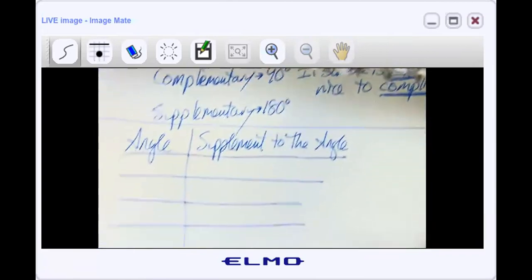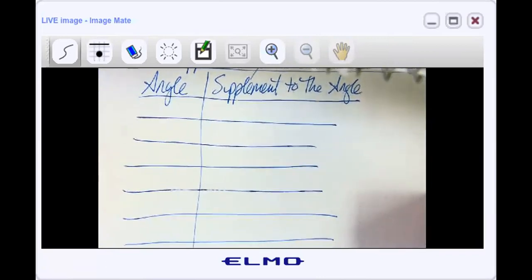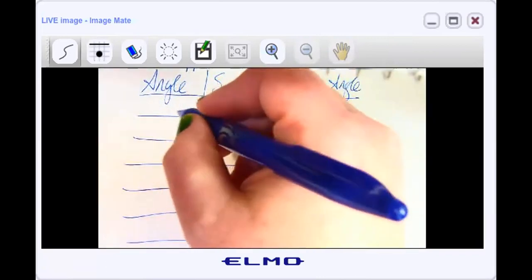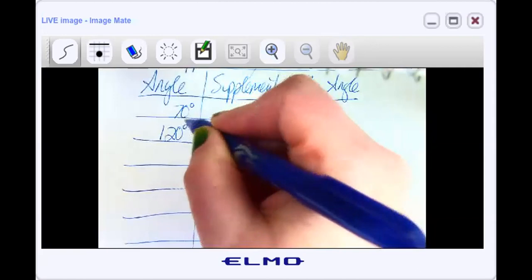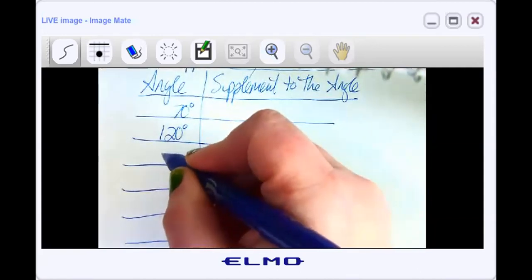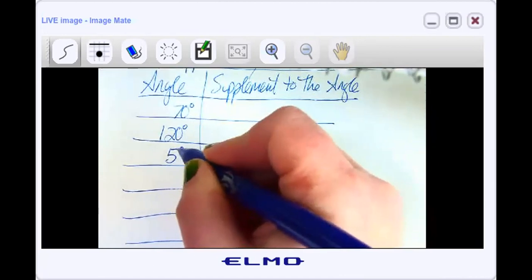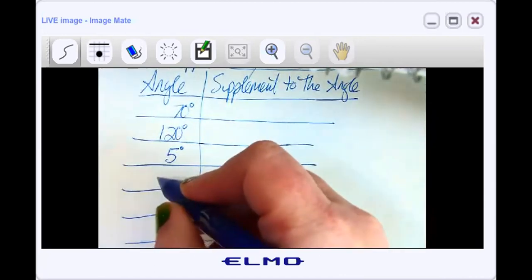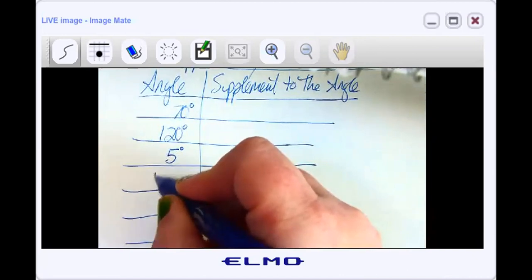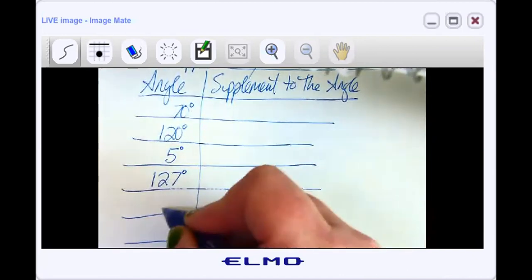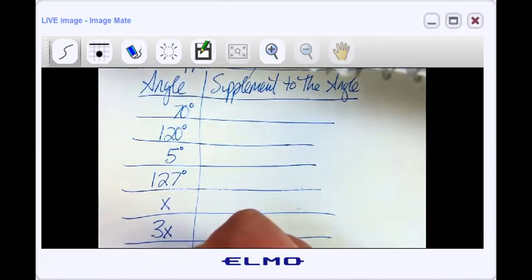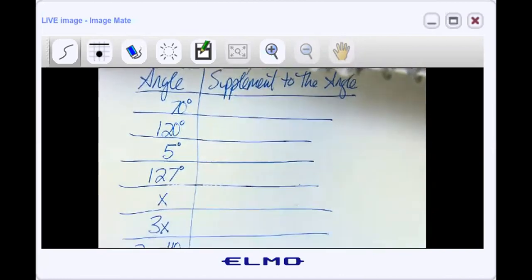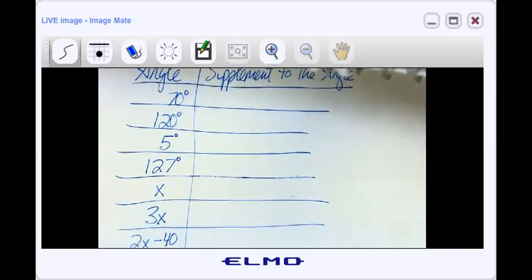And just like before, I'm going to start off easy, and then I'm going to make it tricky at the end. All right, so let's start off with an angle of 70, then maybe 120, maybe 5 degrees, maybe 127 degrees. Then I'm going to ask you about x. I'm going to ask you about 3x. And I'm going to ask you about 2x minus 40. All right, so try all of these.